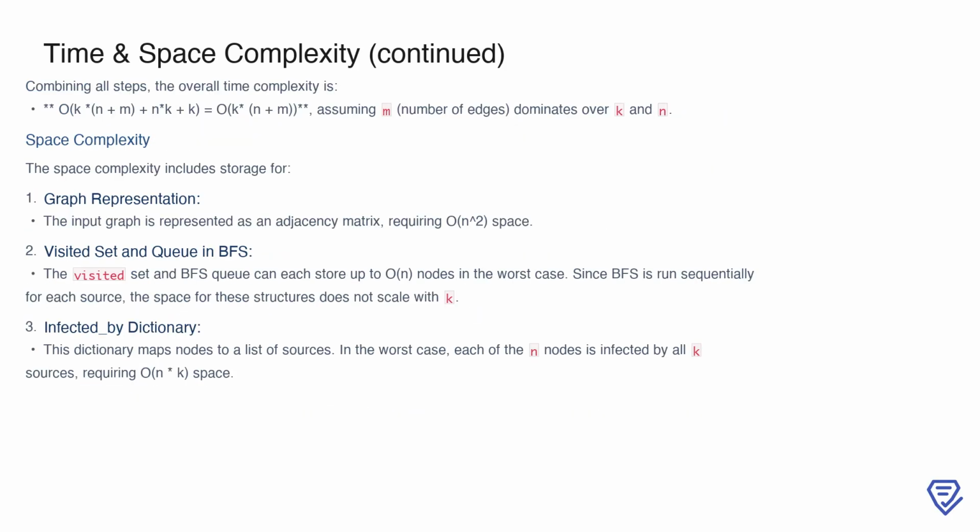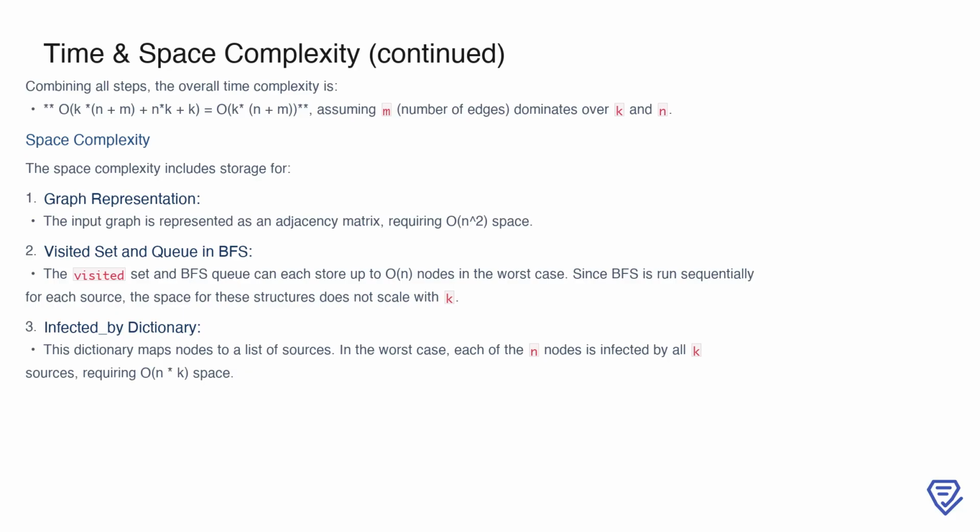When we combine these individual steps, the total time complexity becomes k * (n + m) + n * k + k. Simplifying this further, we see that it can be expressed as k * (n + m), as the term involving m typically dominates over k and n.